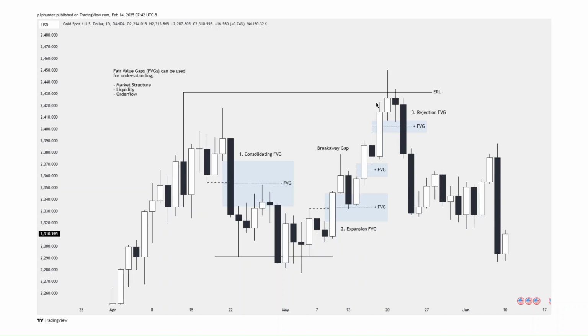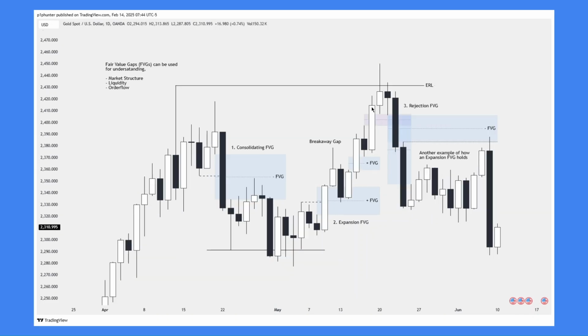Further, we have another example of how an expansion fair value gap can act. As we can see, price rapidly goes to the downside, leaving behind a bearish fair value gap after a long consolidation period, which confirms what we discussed earlier, that an expansion fair value gap price may or may not return immediately to find support from the fair value gap. We see a long consolidation here before the fair value gap is finally tapped into and price continues to break down lower.